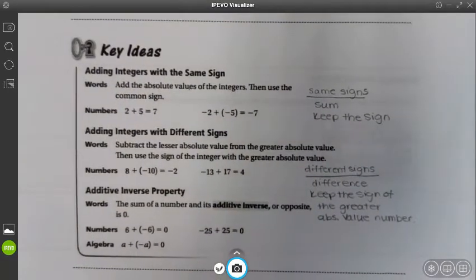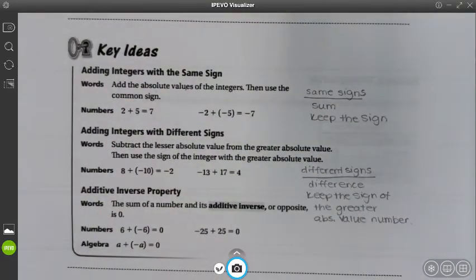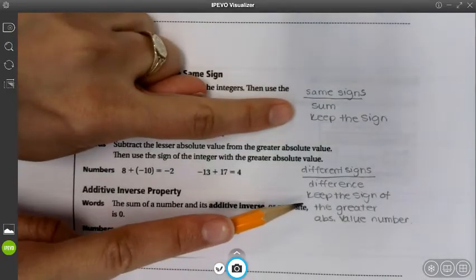So as a quick refresher, when you see an addition sign in a problem, you want to decide, do these have the same sign or different signs? Once you determine that, you will decide which rules you want to follow.